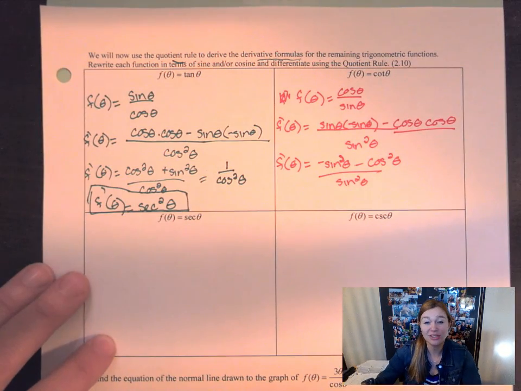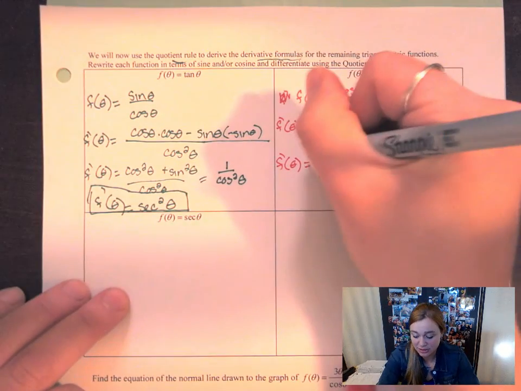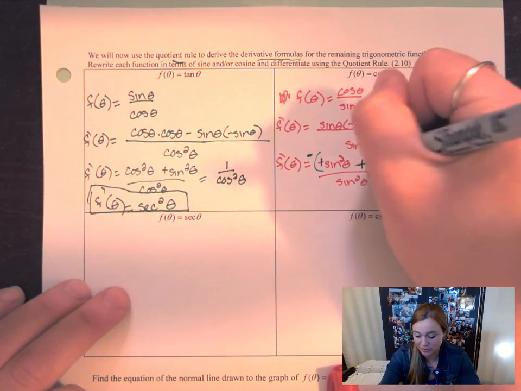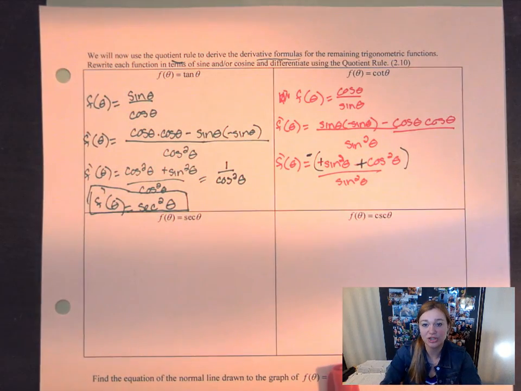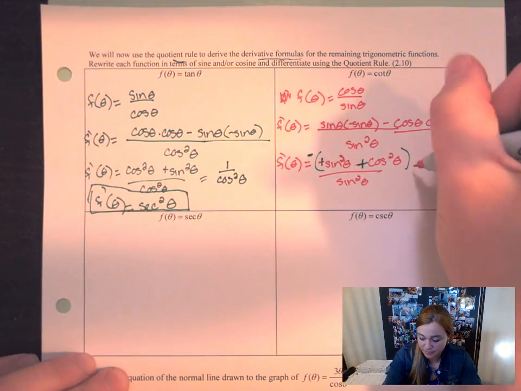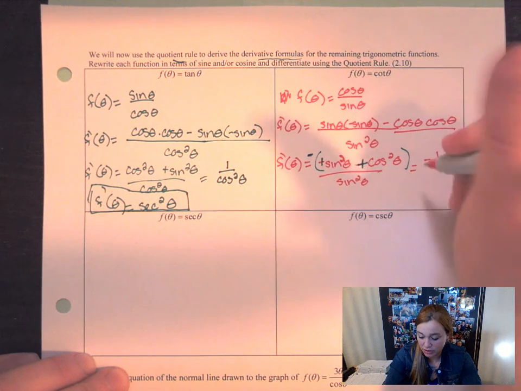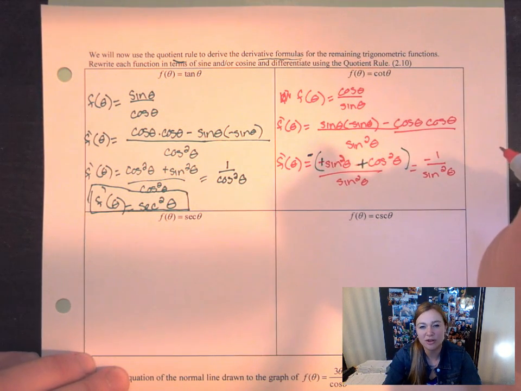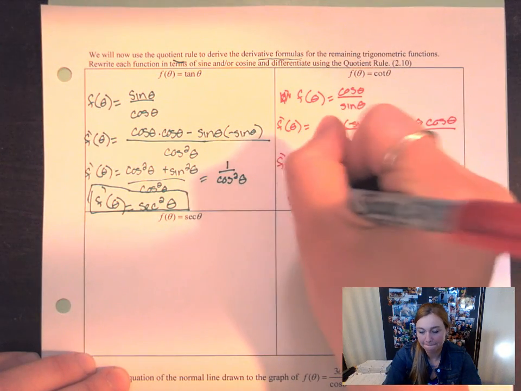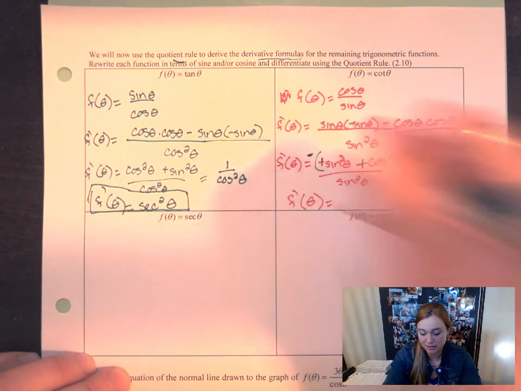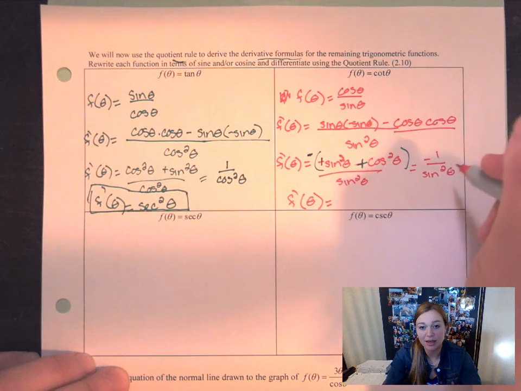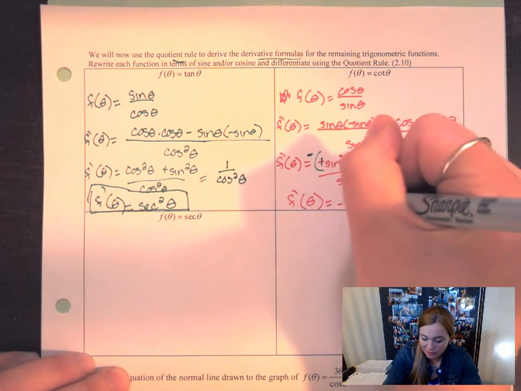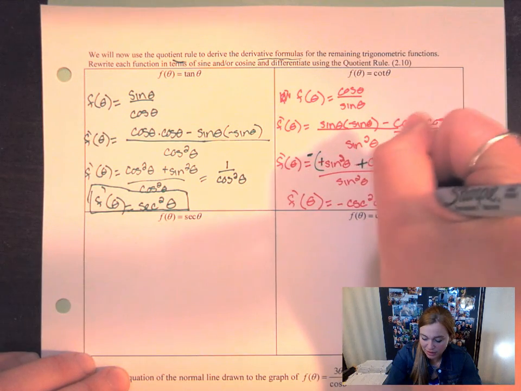This one is pretty close to what we want as far as the Pythagorean identity is concerned. So what if I factor out a negative, and then this becomes positive and positive? Now the numerator is just negative 1 over sine squared of theta. Do you remember what 1 over sine is? 1 over sine is cosecant. So the derivative of cotangent is negative cosecant squared theta.